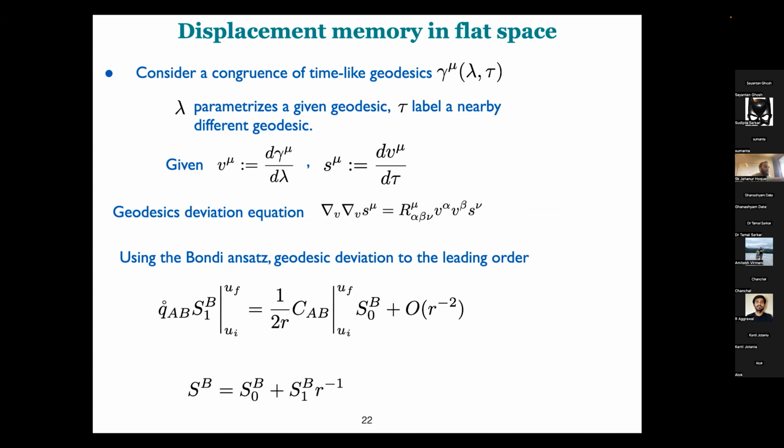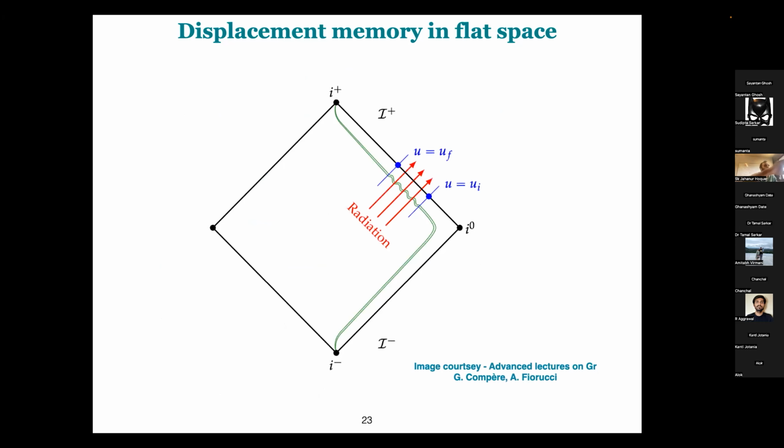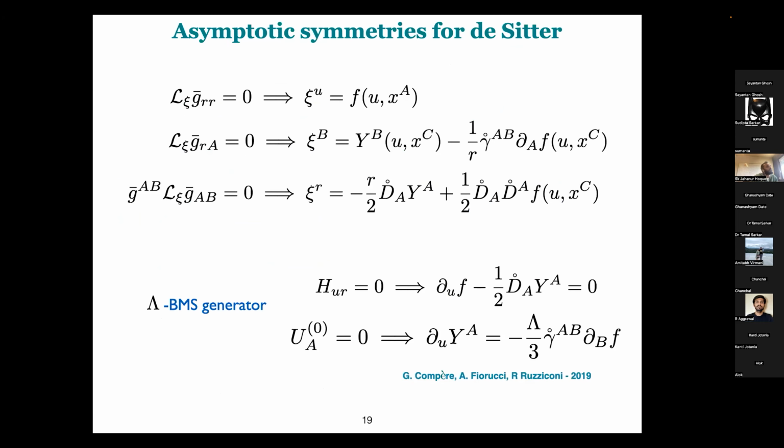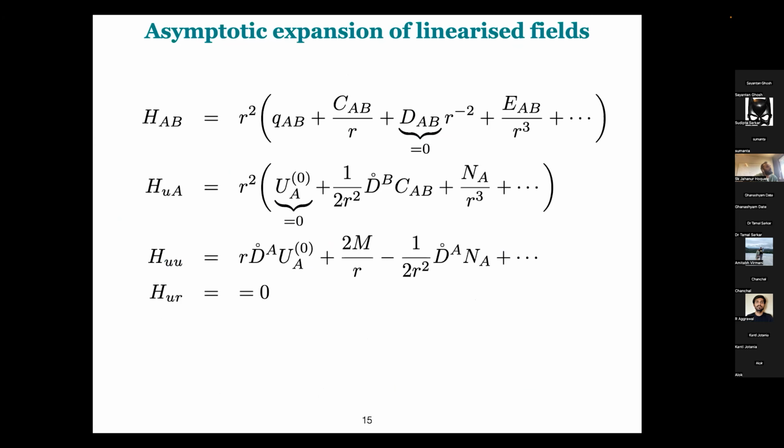So if S^A is the geodesic deviation vector, at the initial time and the final time, if there is gravitational radiation, then you can compute the geodesic deviation equation, and that is related to the difference in the CAB. And if you remember, in the expansion, CAB is the 1 over r term for flat space.